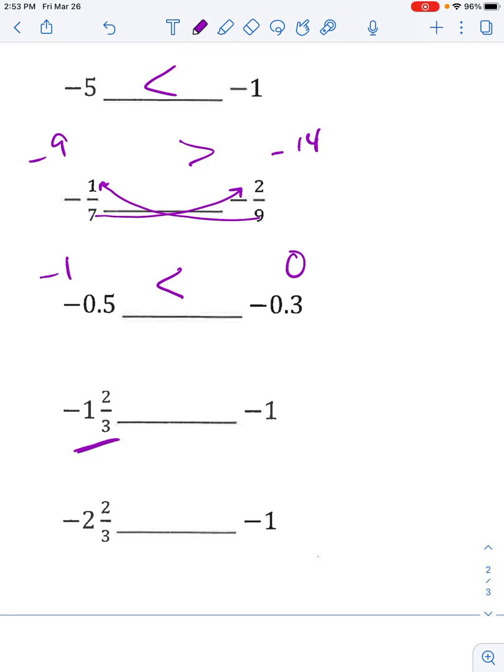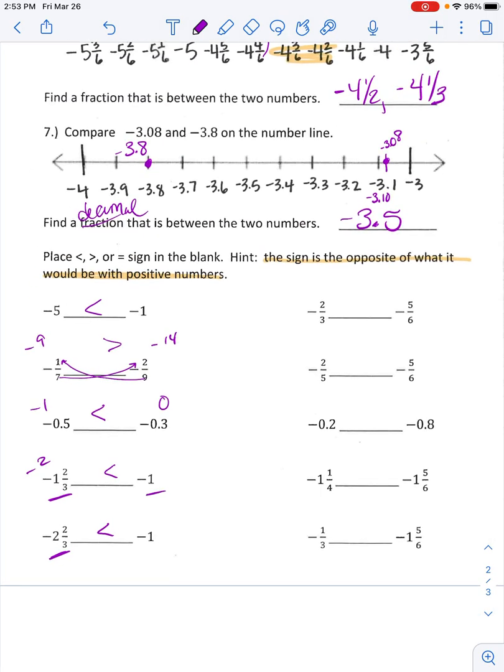Here you are comparing a mixed number and a whole number. So negative 1 2/3 is further to the left, right? You could round that up to a negative 2 compared to a negative 1. It's further to the left. Same thing here. Negative 2 is further to the left than negative 1.